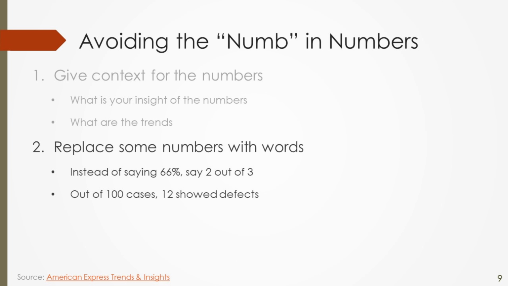Next is replace some numbers with words. For example, instead of saying 66%, say 2 out of 3. Or instead of saying 12%, say out of 100 cases, 12 show defects. This will be much more memorable for the audience.